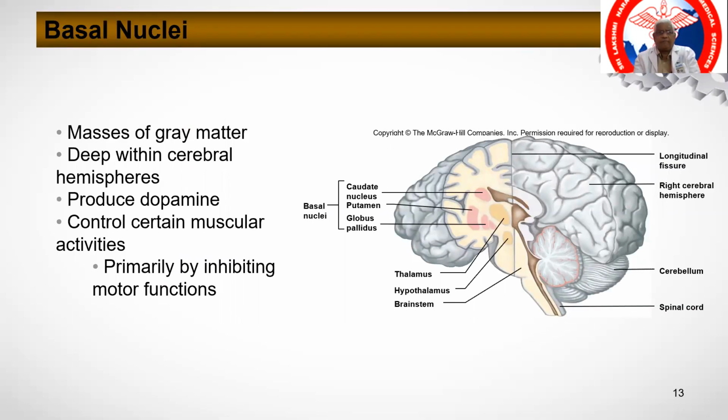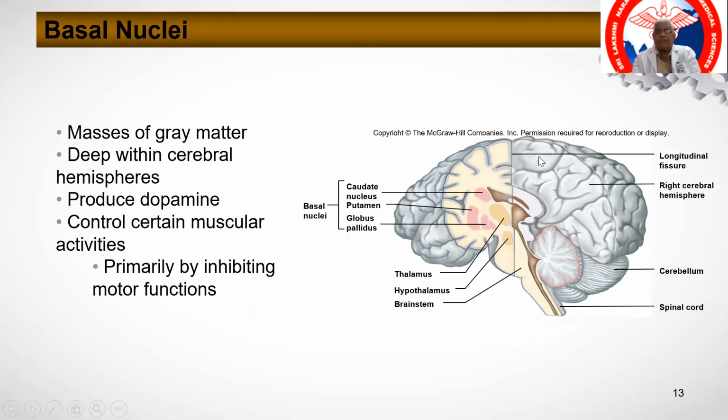Basal nuclei. Masses of gray matter situated deep within the cerebral hemispheres, producing dopamine. They control muscular activities, primarily by inhibiting motor function. They are the caudate nucleus, putamen, and globus pallidus. This is the basal nuclei.